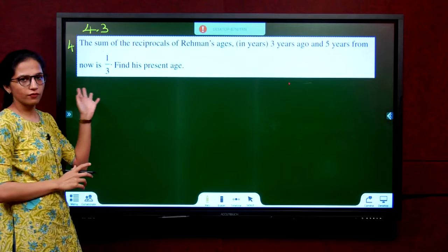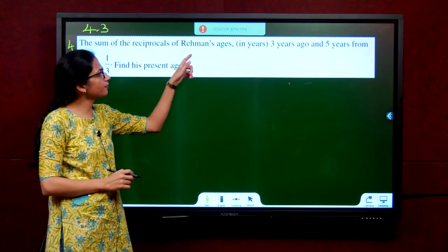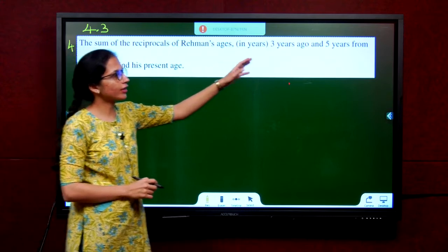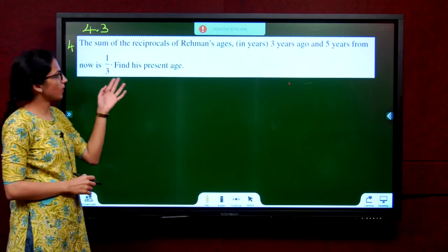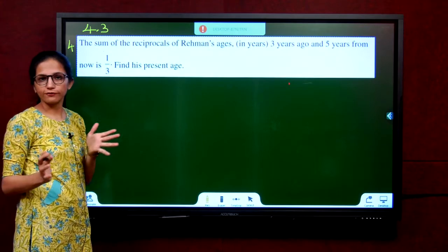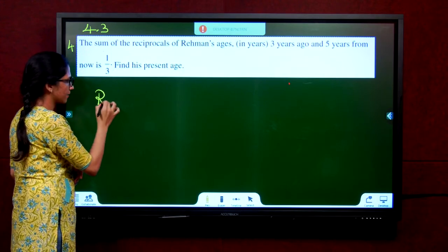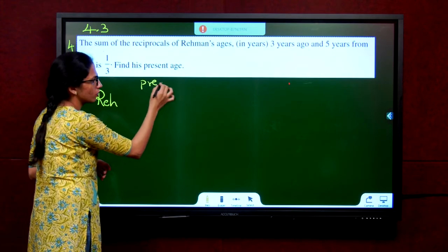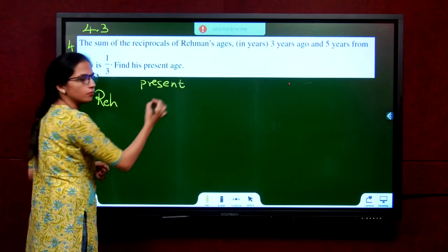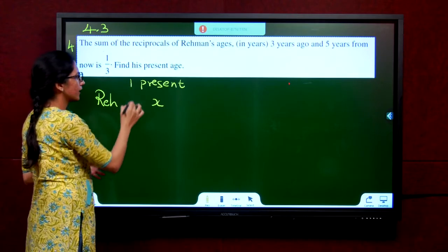Exercise 4.3, fourth one. The sum of the reciprocals of Rahman's age 3 years ago and 5 years from now is 1 by 3. So confusing. One step at a time. This is Rahman. What is his present age? We don't know. So let us assume that is x. Let Rahman's present age be x.